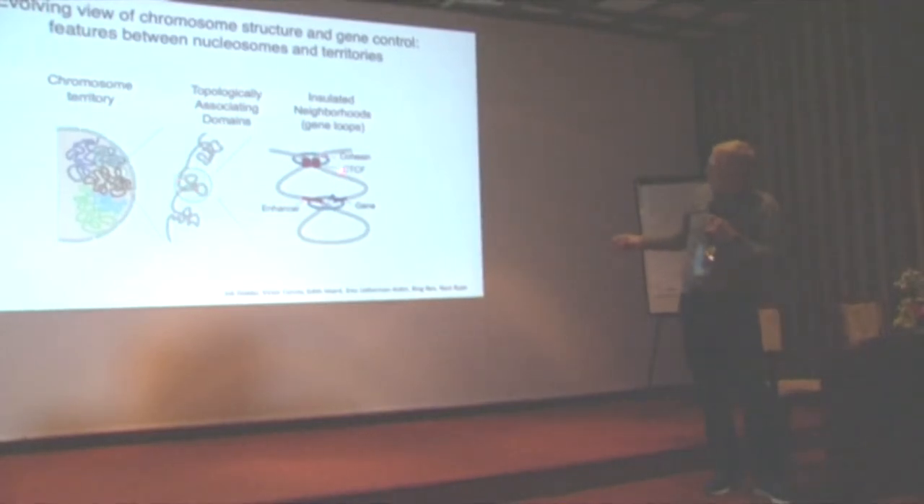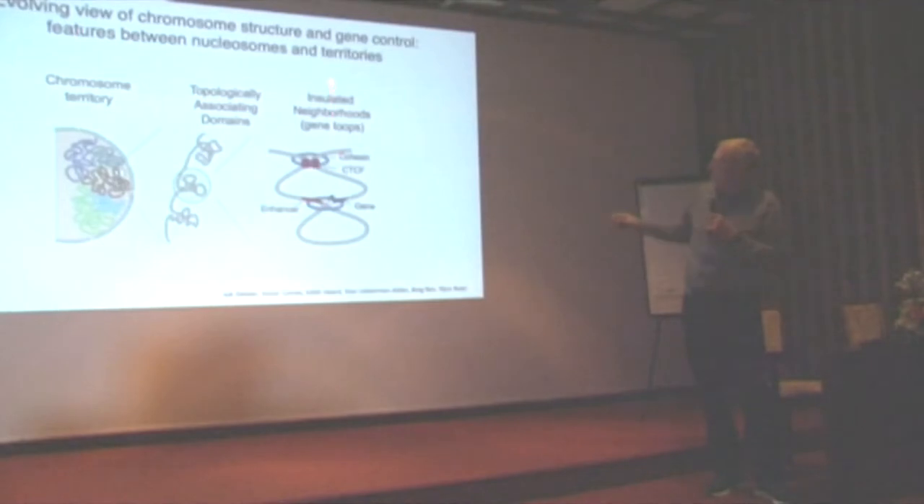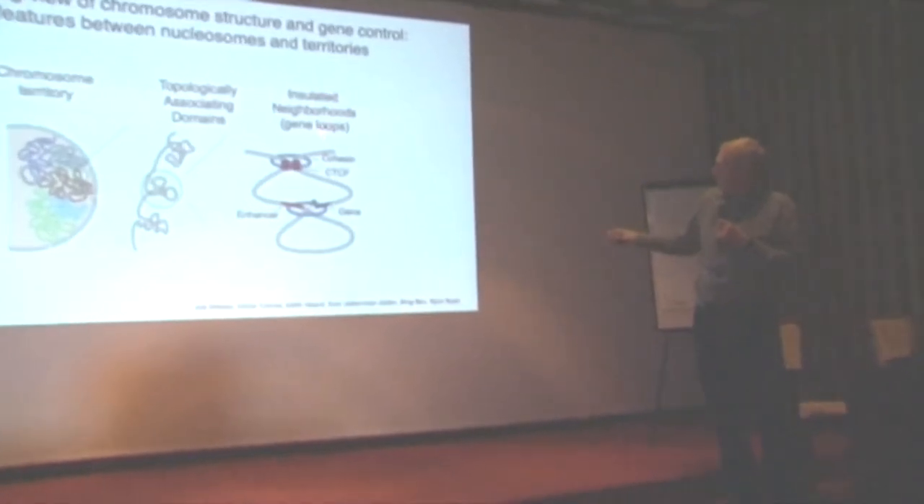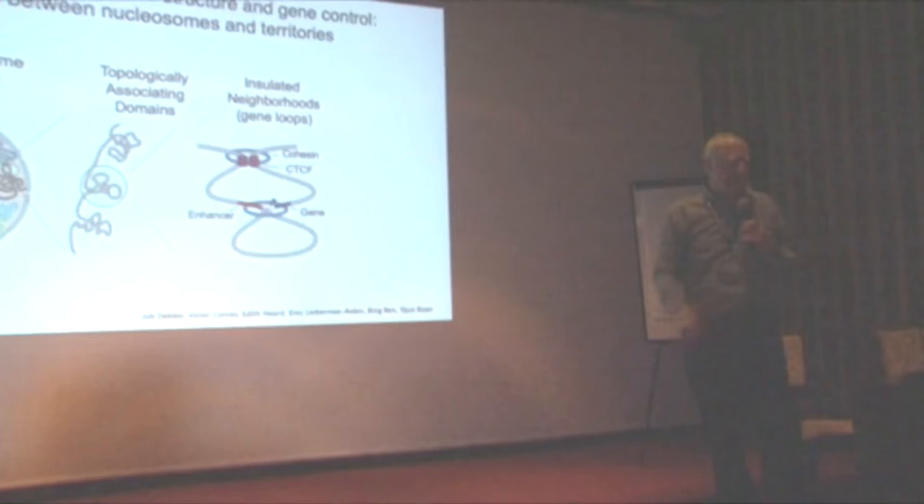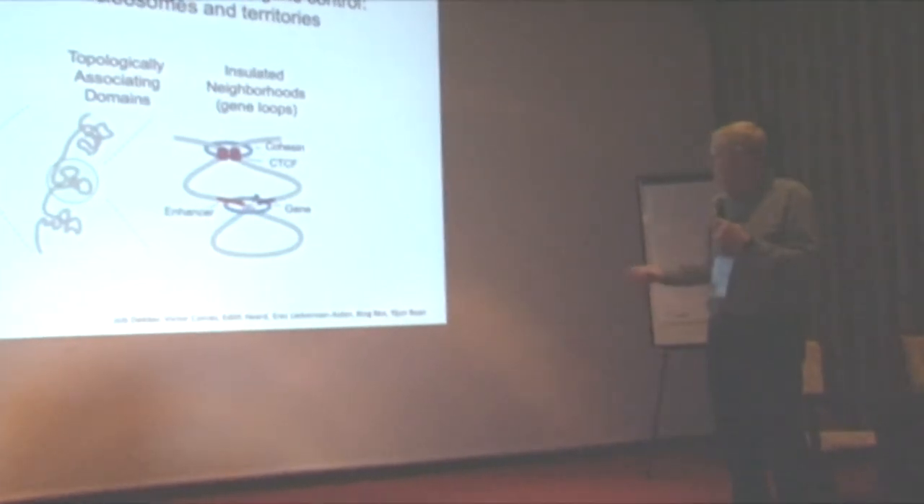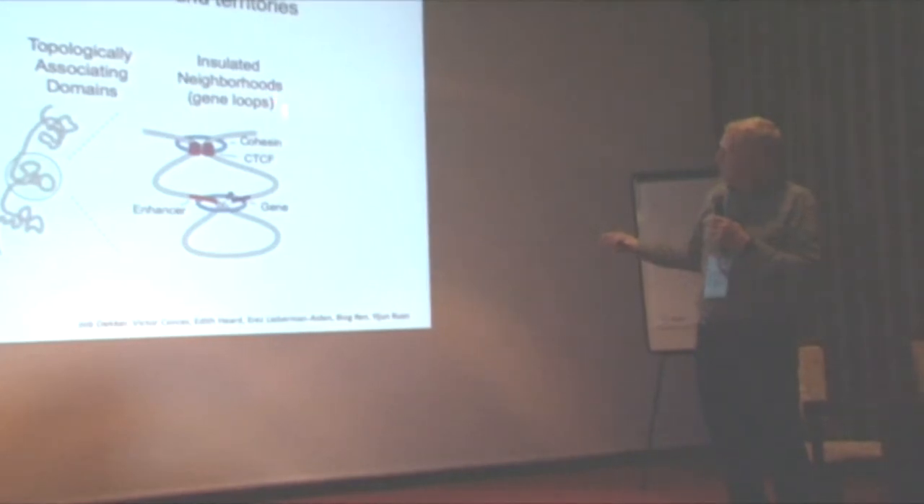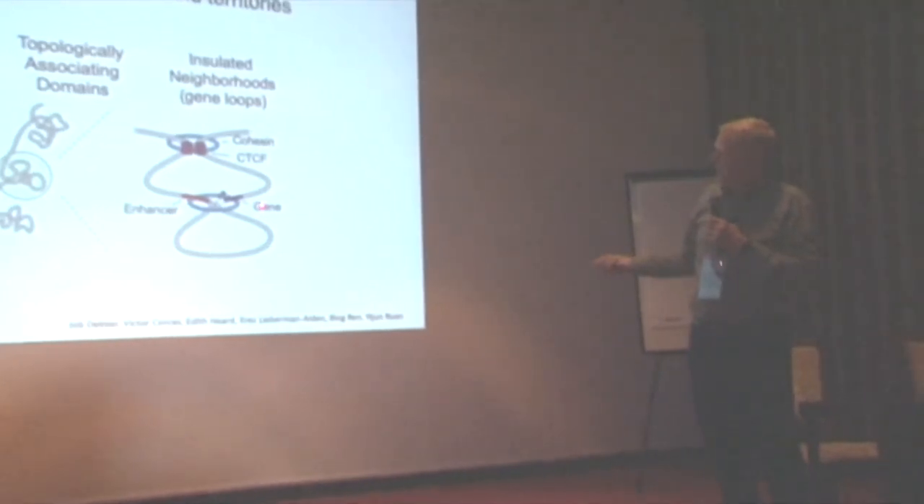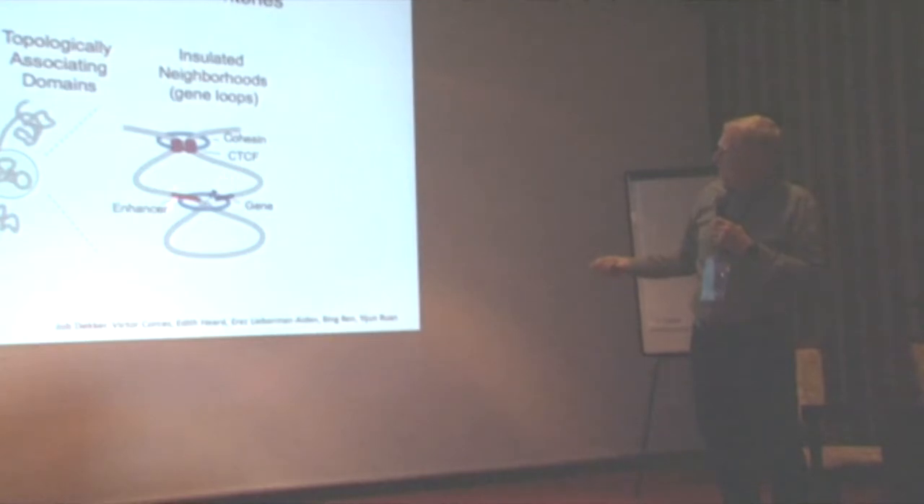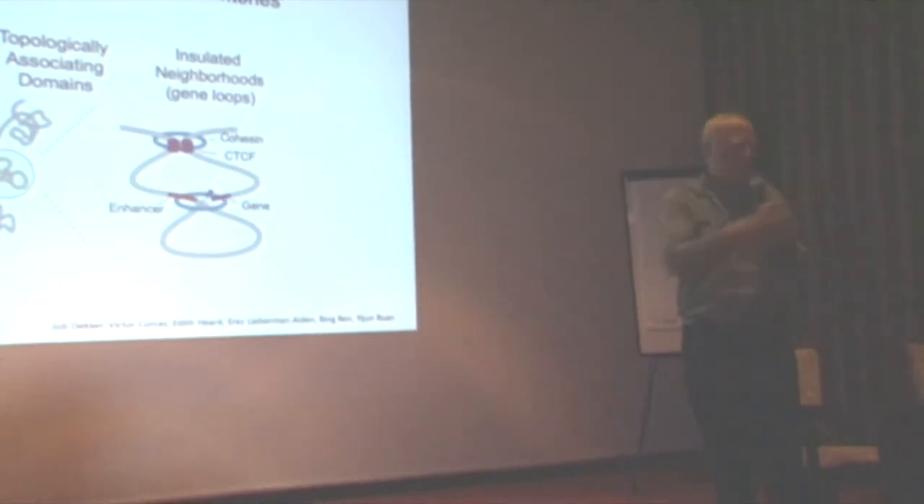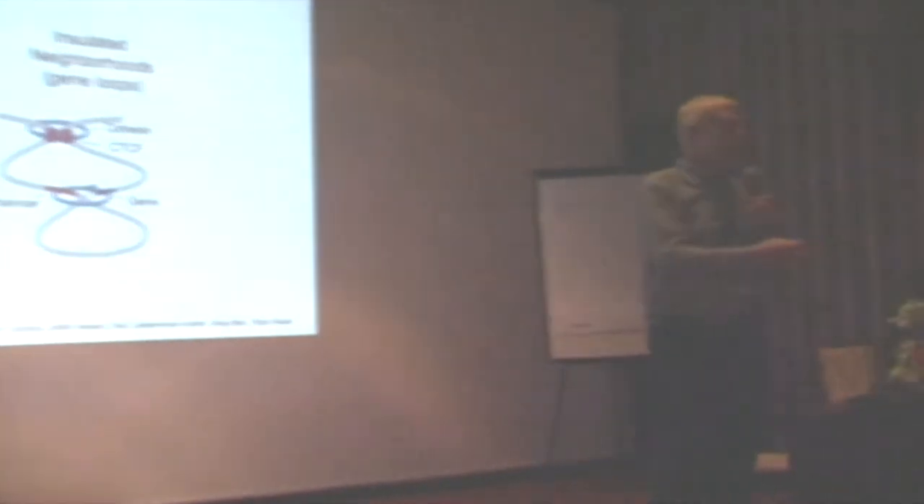Embedded in this are what we call insulated neighborhoods, others call gene loops, some people call them CTCF loops. There are lots of names for these. I like to call them insulated neighborhoods just because what we find, and I'll show you in just a minute, is that enhancers tend to operate on genes within these neighborhoods.